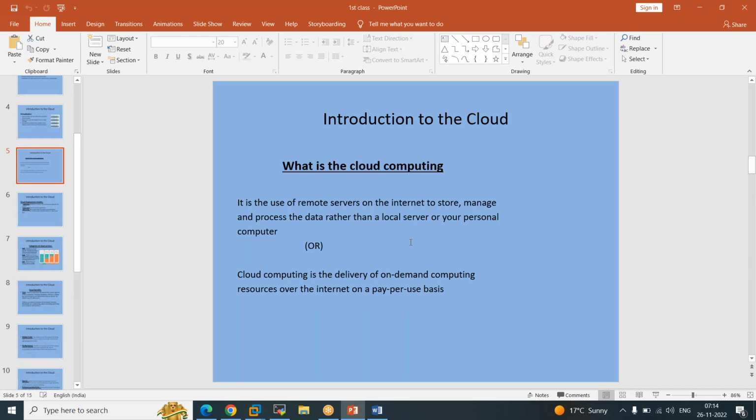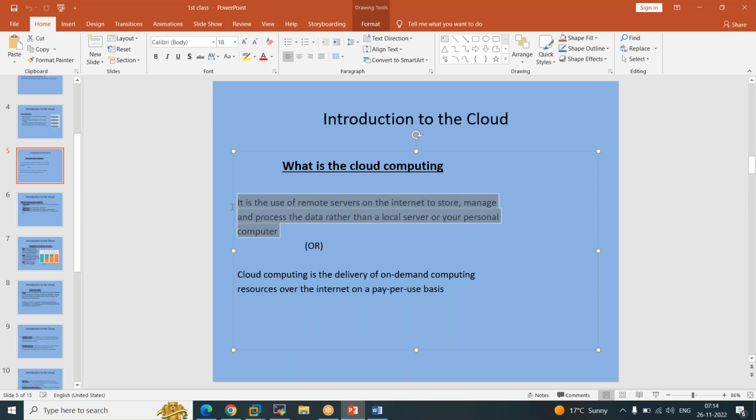But what is cloud? Cloud implementation has many definitions on the internet, but ultimately all of them lead to this meaning. Cloud computing is the use of remote servers on the internet to store, manage, and process data rather than keeping it on your local server. So you are giving your data to a third party, and the third party is maintaining everything for you, like the underlying infrastructure.